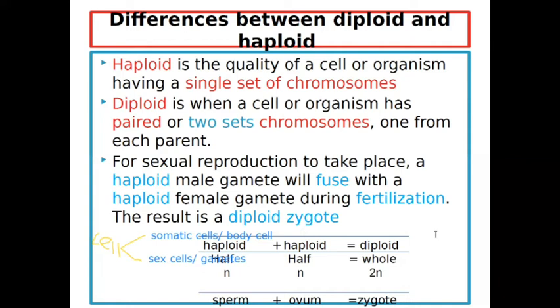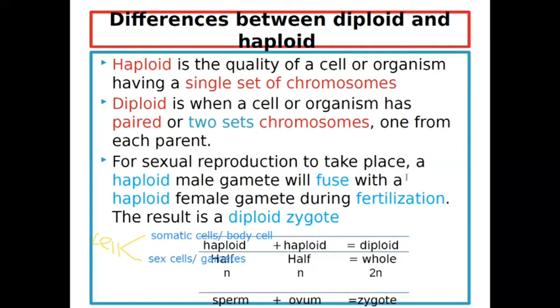So for example, half of 4 is 2, half of 10 is 5. So in this case it is called diploid. Di means 2. Half of 2 is 1. So the sex cells must be haploid, because haploid is half of diploid. In other words, a sex cell has half the number of chromosomes as compared to the somatic cell. I hope it's clear.